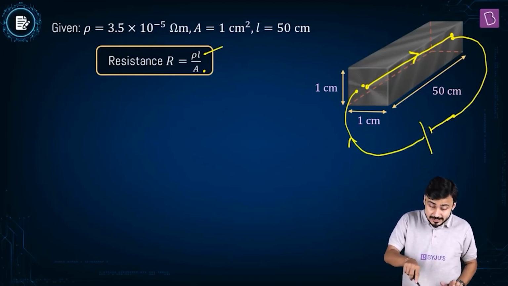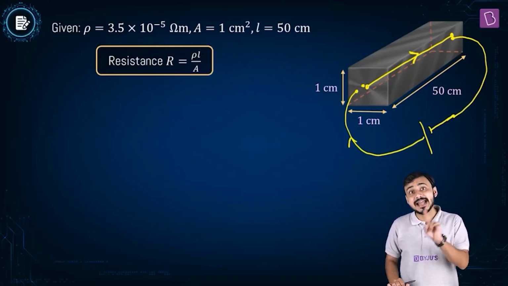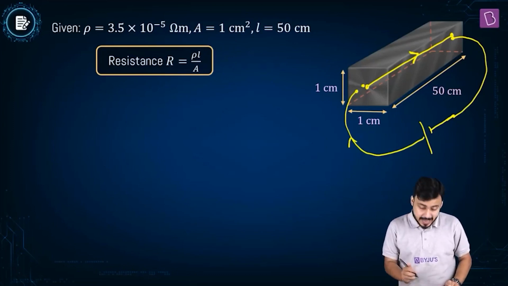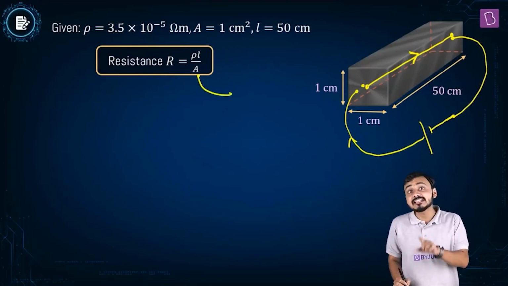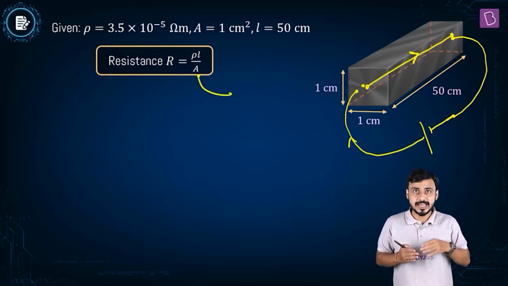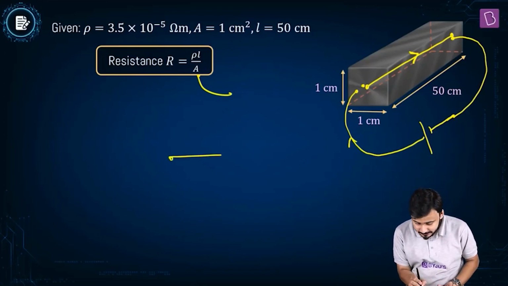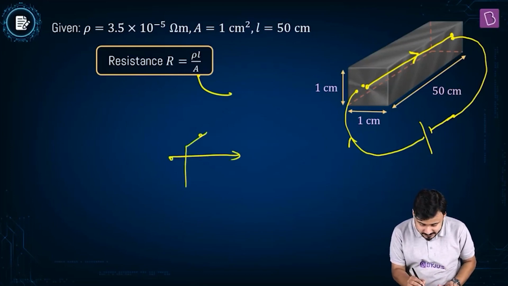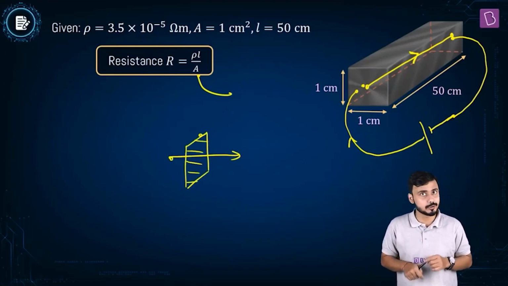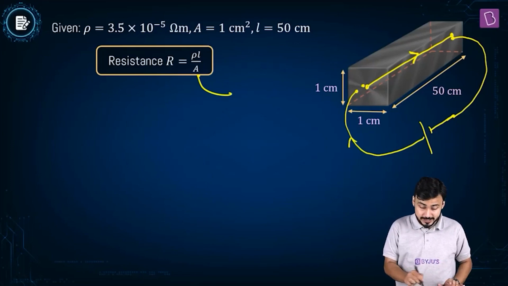So when I say length, it is the length measured along the current flow. And when I say area, it is the perpendicular cross-sectional area to the current flow. Like the current is flowing, let's say, like this, then the cross-sectional area should be measured like this, which is perpendicular to the flow. That area you have to take, right?